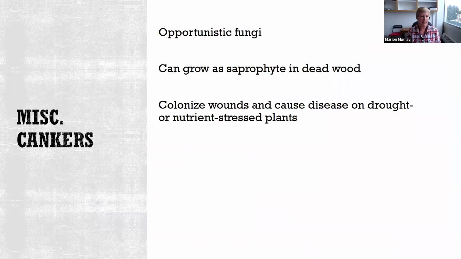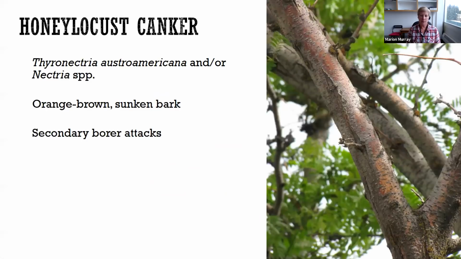Okay, so some miscellaneous cankers that I wanted to mention. All three of these are caused by opportunistic fungi, meaning they're typically saprophytes, but they'll cause disease when they have the opportunity. That's when the trees are drought stressed or nutrient stressed. One example is cankers that can affect honey locust. The one that we've seen mostly is caused by a fungus called Thyronectria, but a relative species, Nectria, can also cause cankers on honey locust.